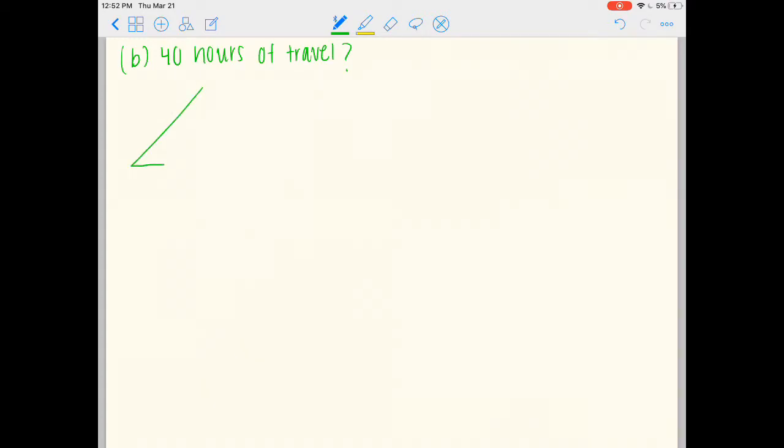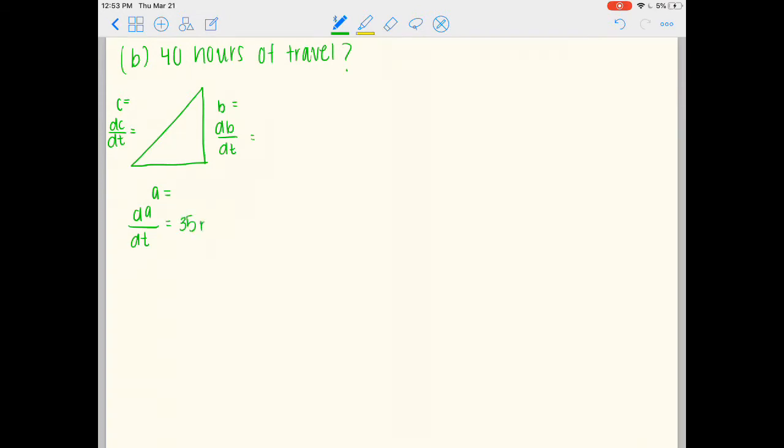So question letter B asks, at what rate is the distance between car A and car B changing after 40 hours of travel? Similar to the first question, we would have to draw a triangle to represent the entire situation and label letters A, B, and C as the three sides, and dA over dt as the speed of car A, dB over dt as the speed of car B, and dC over dt as the changing rate of distance.